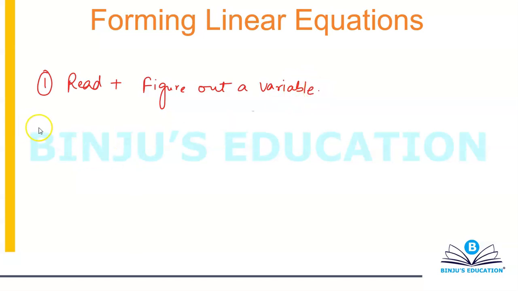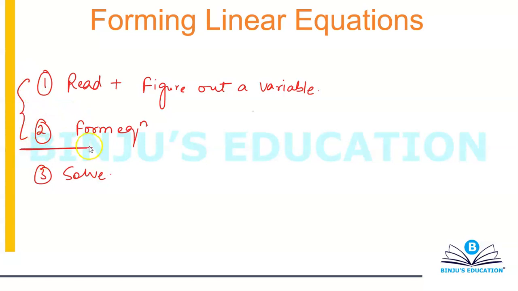Once you figure out the variable, then using that variable you have to form the equation. And once you have formed the equation, then you're going to solve the equation. These were the three steps that we followed yesterday or in the previous video. Now in this one, we'll be following only the first two steps. That's it. Nothing else is required. So it's actually a step less than what we have been doing in the previous video.